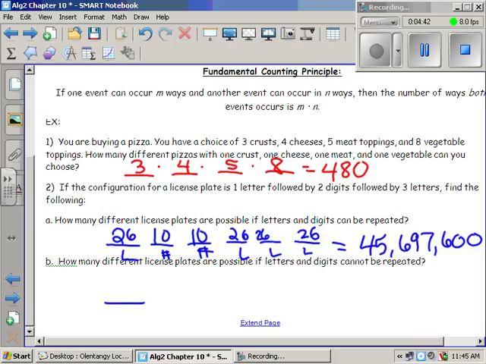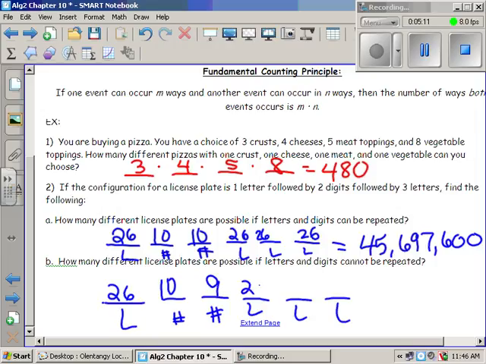If I had the same setup for license plates, and only this time I'm not allowed to repeat a letter or a number. Okay? All right, so the first letter, how many choices do I have? 26. The first number, 10. But the second number, I've already used up a number, so I can only use 9. How about this letter? After every blank, I've used up a letter. So it goes down. So the first time I had 26 choices, now I only have 25, then I only have 24, then I only have 23.